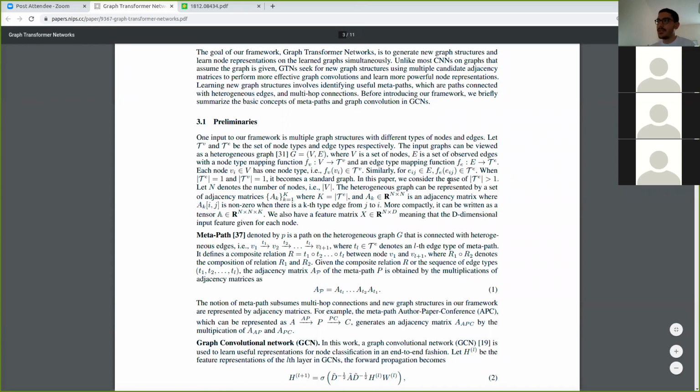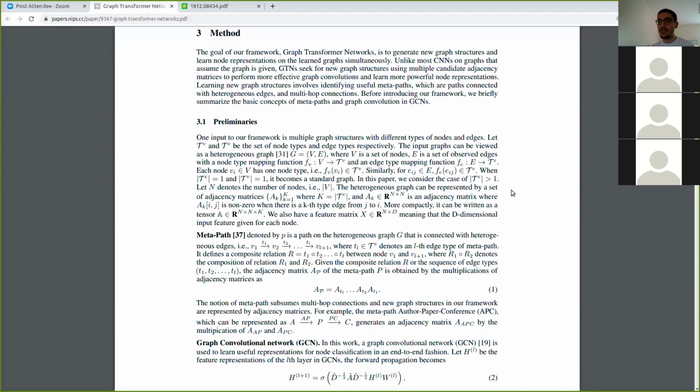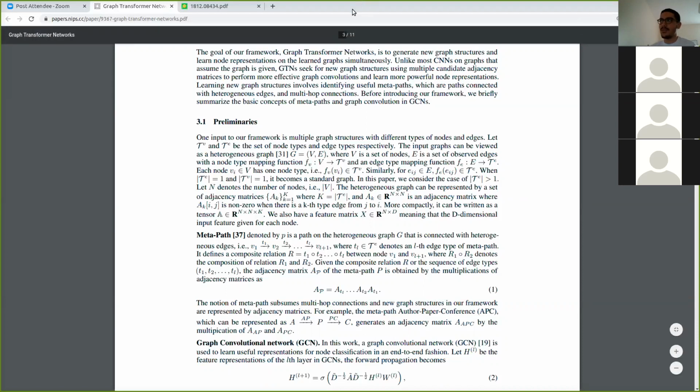It says here, in this paper, we consider the case where the number of edge types is greater than 1. There's nothing about the number of node types being greater than 1. In cases where the edge types are defined by the connection between different node types, I can see how this would apply. But in situations where there are actually different node types and different edge types, I'm not sure how this would apply. Does anyone have anything to say about different node types?